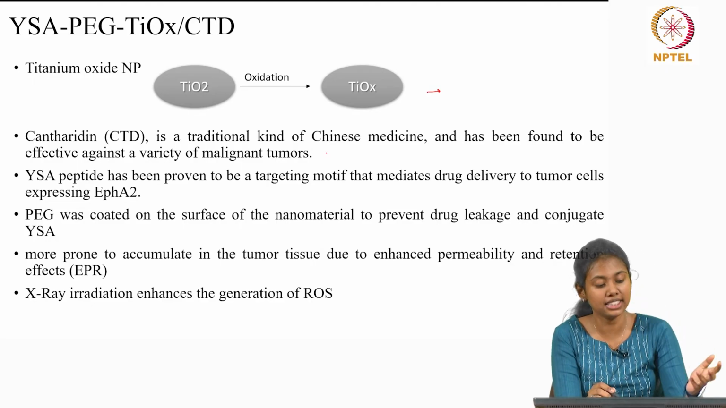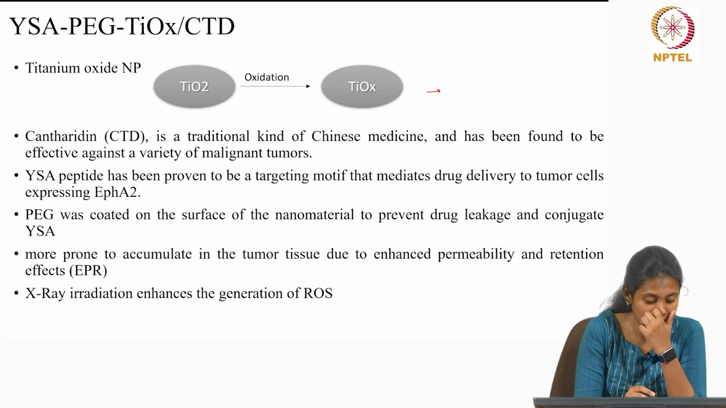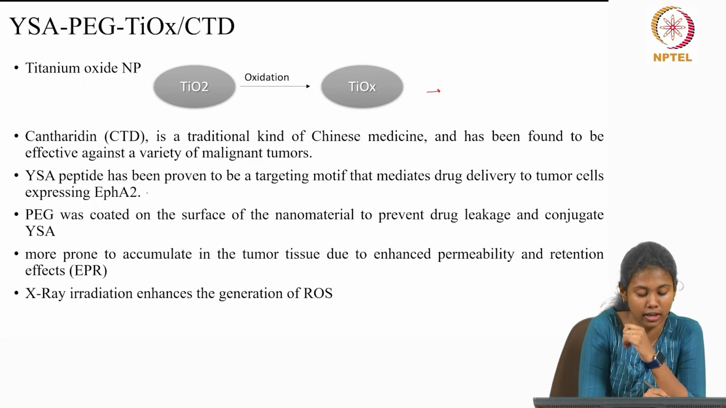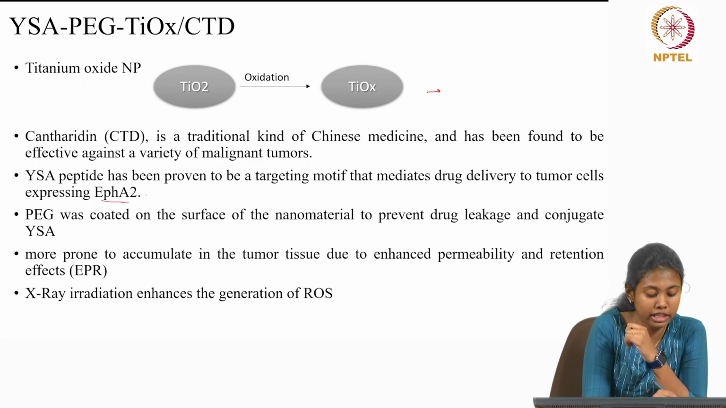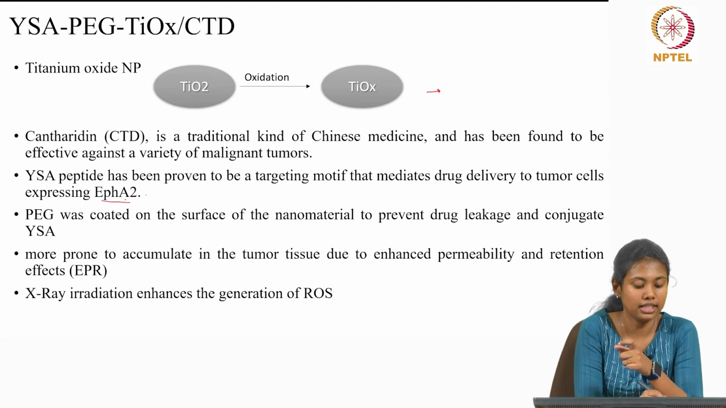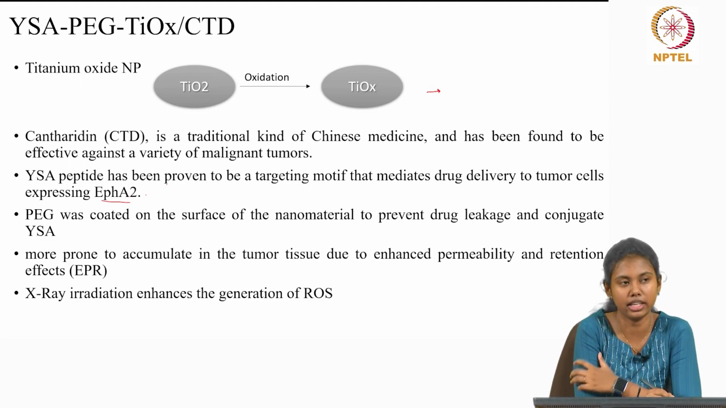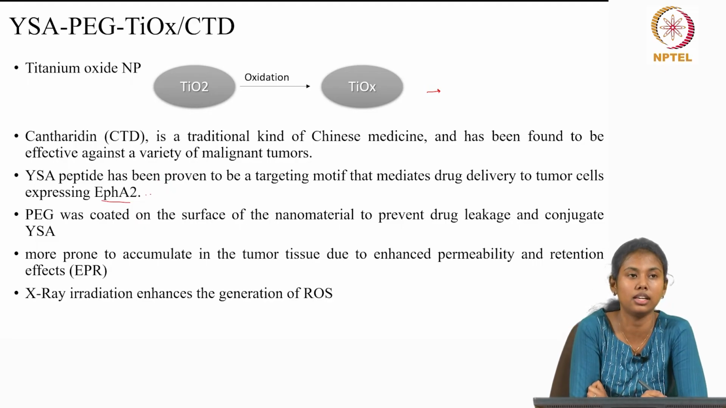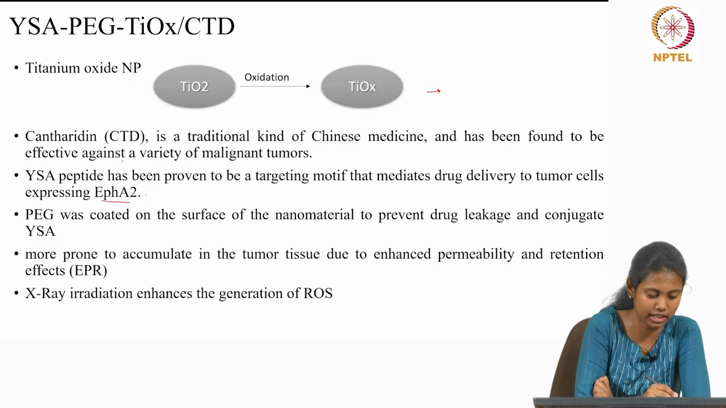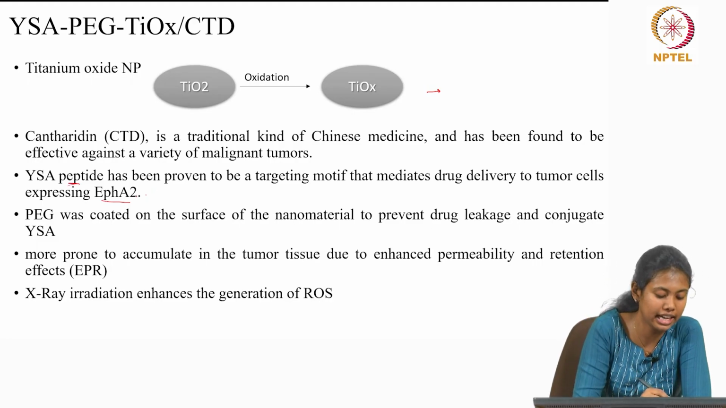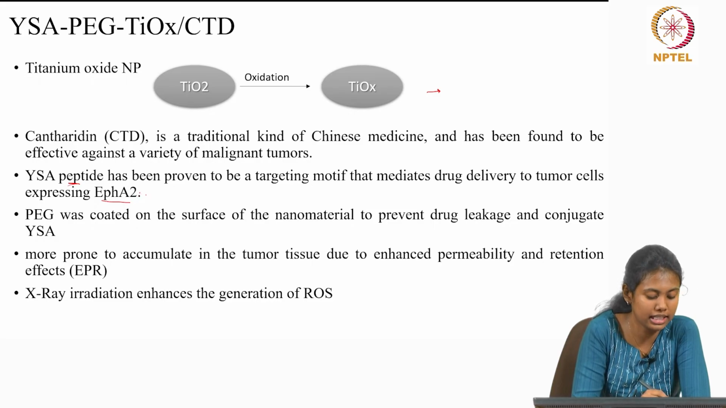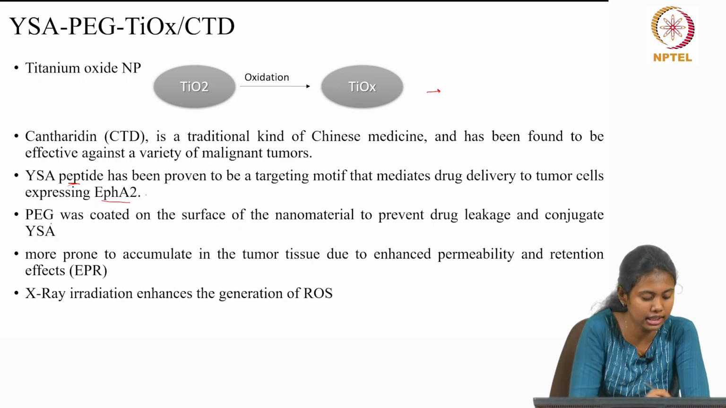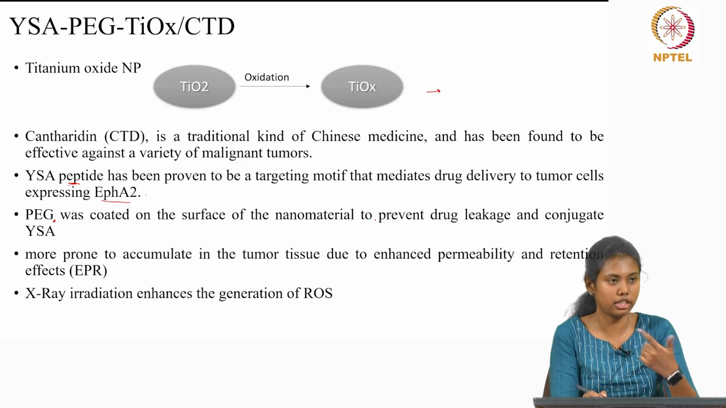Also, in order to enhance the targeting efficiency of the drug, what they studied is that cancer cells have high expression of the EphA2 receptor. This EphA2 receptor is nothing but a tyrosine kinase receptor. So, they identified that targeting this receptor will be a more efficient target for this particular drug. So, YSA peptide is a ligand that binds to the receptor. It was chemically studied, and they synthesized this YSA peptide artificially, and to infuse that in the nanoparticle, they used PEG, polyethylene glycol, to coat it over the surface of the nanoparticle.